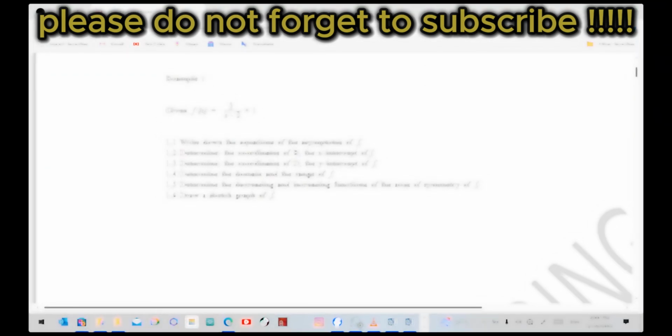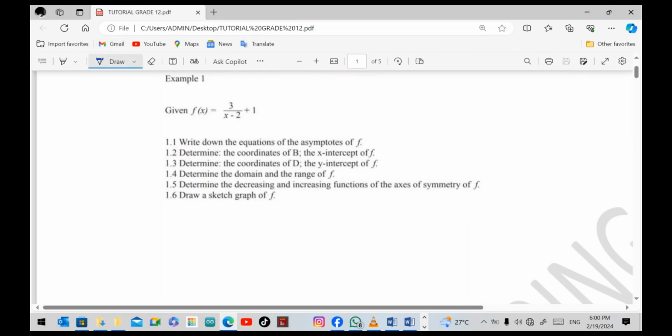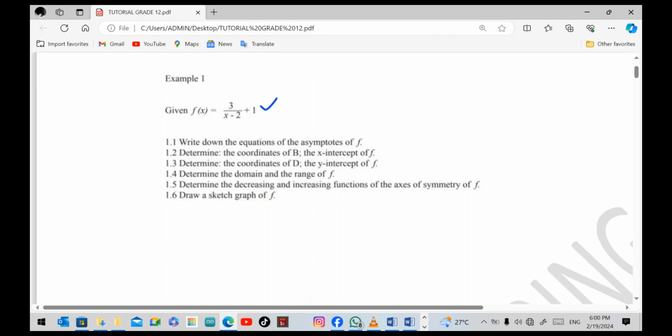Now, this is the example of a hyperbola graph, right? This is the basic example of a hyperbola graph. If you understand everything that I'll be doing here, you will be on the safe side. Whether you're doing grade 11 or grade 12, this is the only hyperbola graph that you should know.